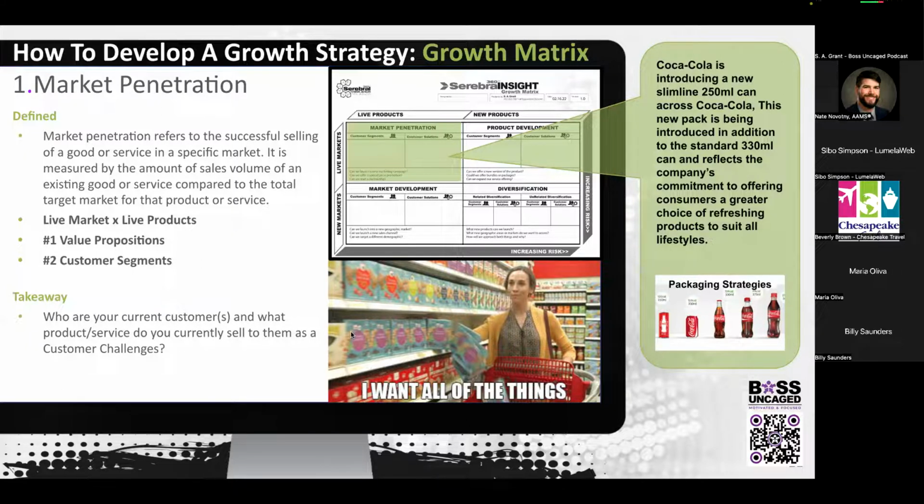For you, as a key takeaway for this one, think about what product or services you currently have and are selling to what particular customer, and how you could repackage that or scale that to the same exact customer to get more sales.